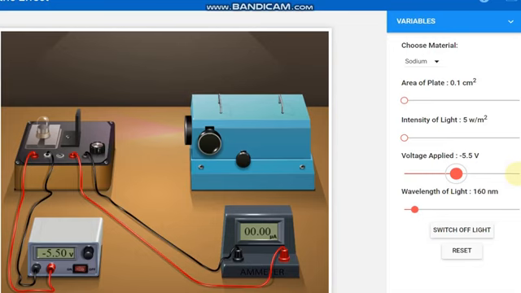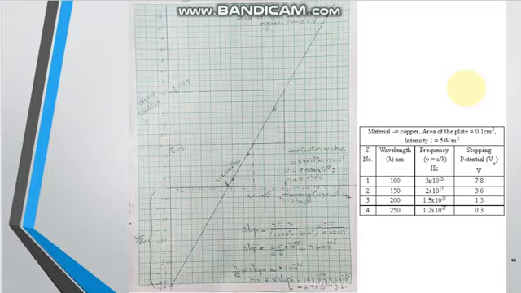And after finding the stopping potential for various wavelengths, then we can. So this is the graph drawn for copper material, with area of the plate 0.1 centimeter square and intensity equal to 5 watts per meter square. So these are the various wavelengths, which are converted into frequencies. So they are 3 into 10 power 15 Hz, 2 into 10 power 15 Hz, 1.5 into 10 power 15 Hz, and their respective stopping potentials which are recorded in the virtual lab.